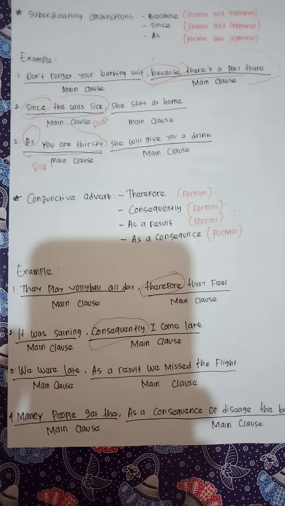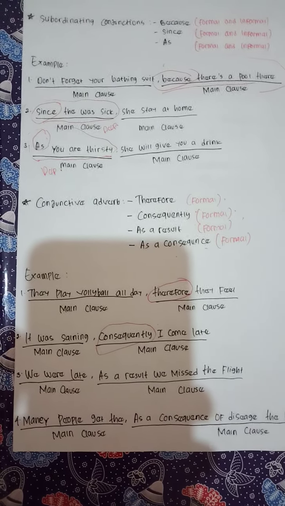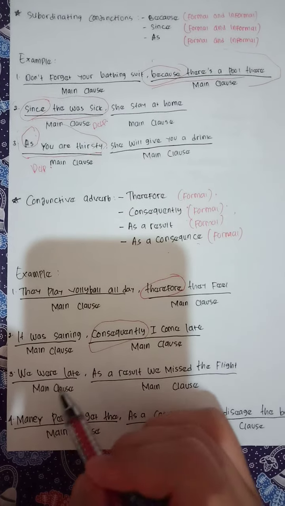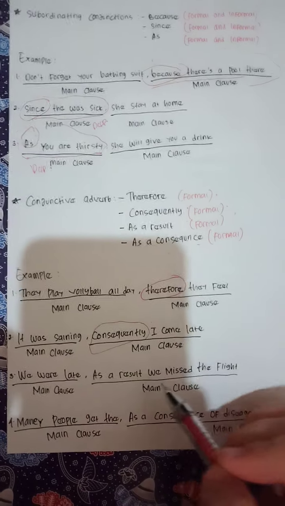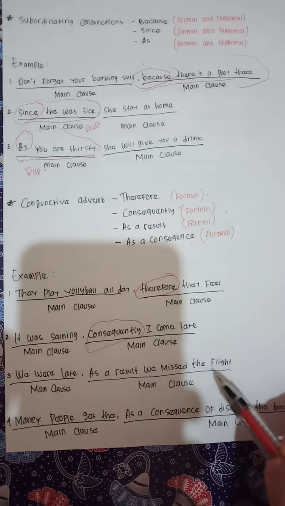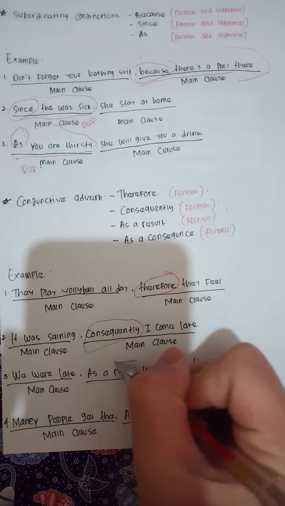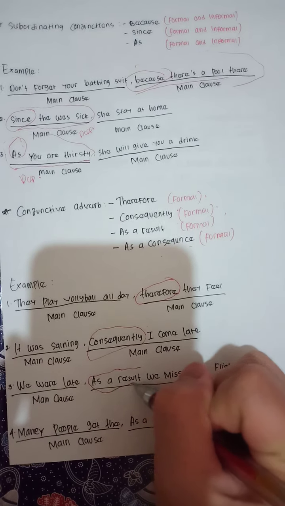The third example is used for "as a result". We were late. As a result, we missed the flight. The first "as a result".